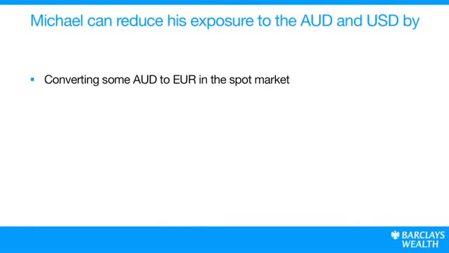Firstly, he could convert some of his Australian dollars to euros in the spot market. Why would he do this? Well, he no longer has a need for Australian dollars, but he does have a future need for euros. He may also believe that the spot rate being offered is favourable.